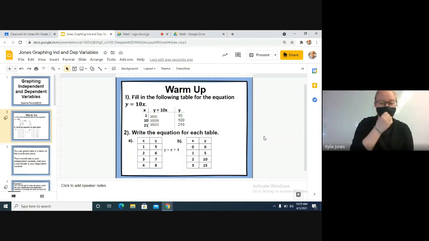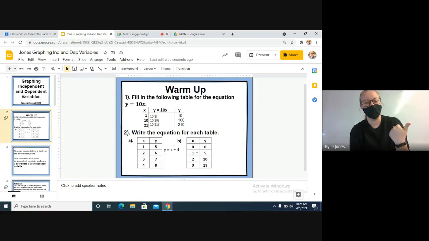Okay, let's look at part B. Again, we're writing our equation. We need to see how we go from 0 to 0. You can multiply to get to 0. We could add or we could subtract, right? So let's look at the next row because the zeros don't really help. Let's look at the 1 and 5. This is the same. We could either multiply by 5 or add 4.